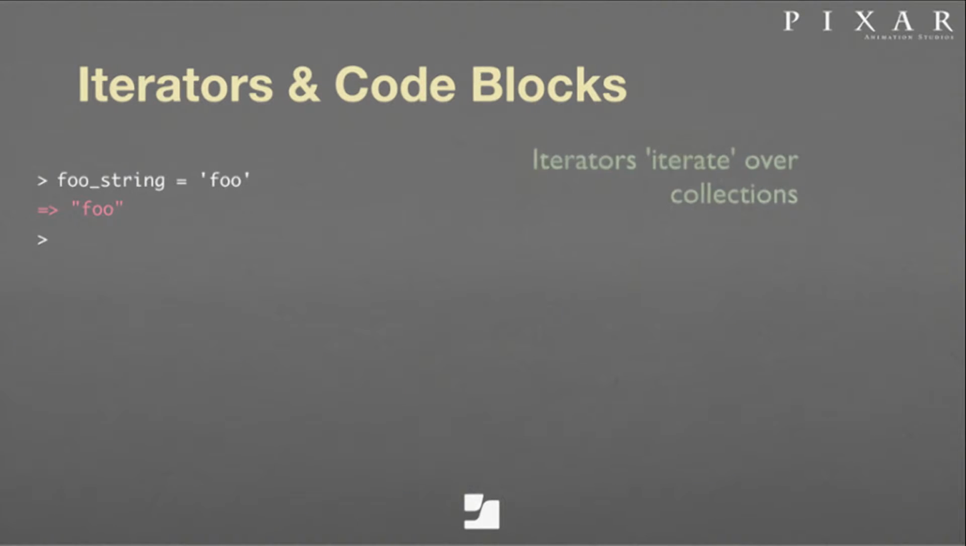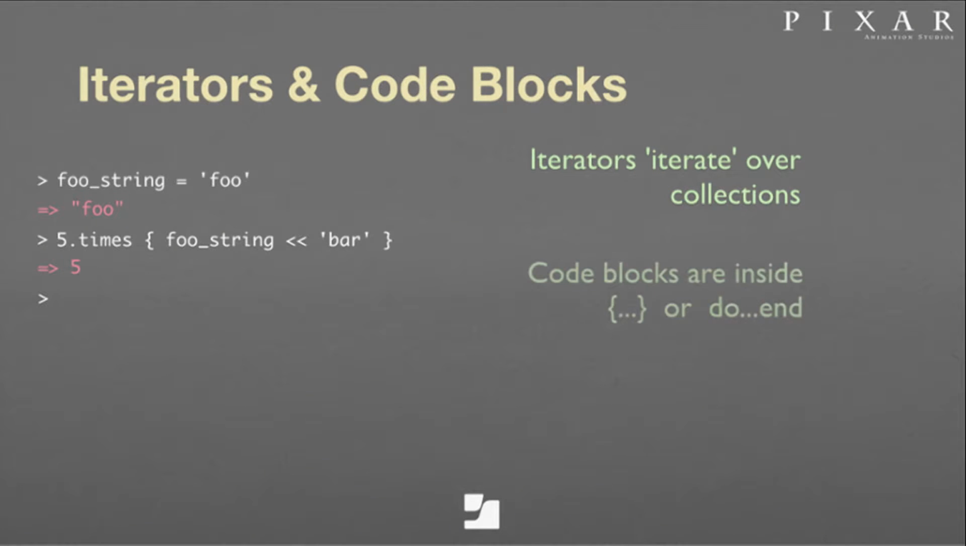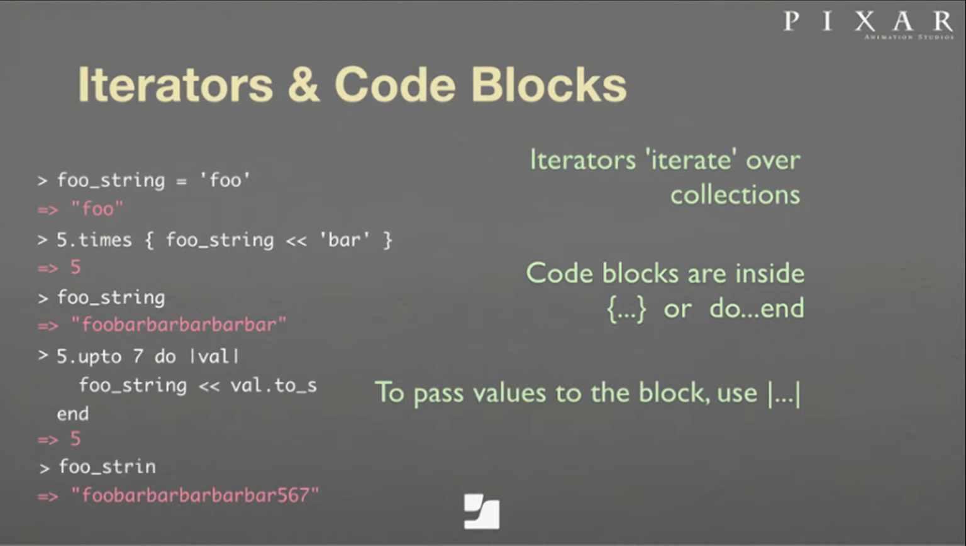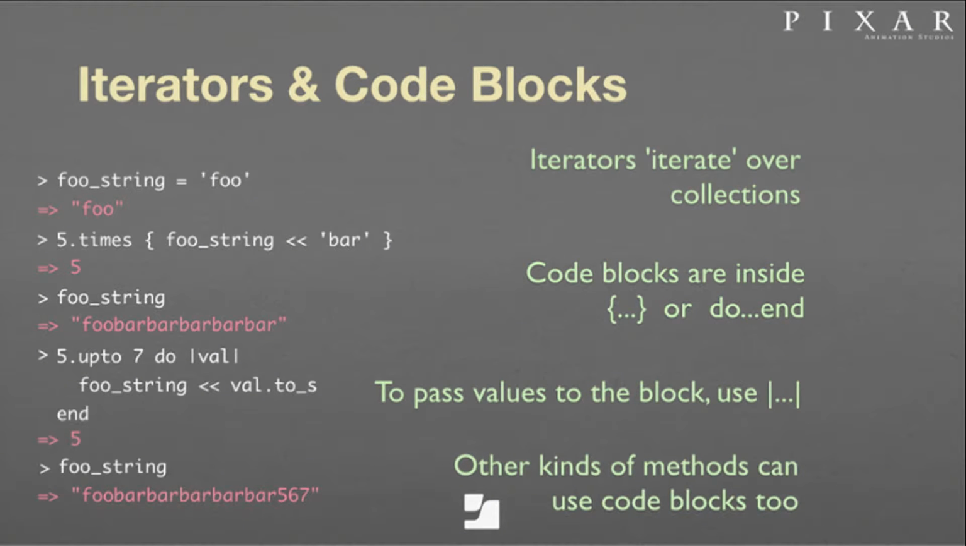Let's talk about iterators and code blocks a little bit so you can understand this kind of construct, because you'll see it through a lot of Ruby code. Iterators are called that because they are methods that iterate over a collection of things. An array is a collection of things. A hash is a collection of things.